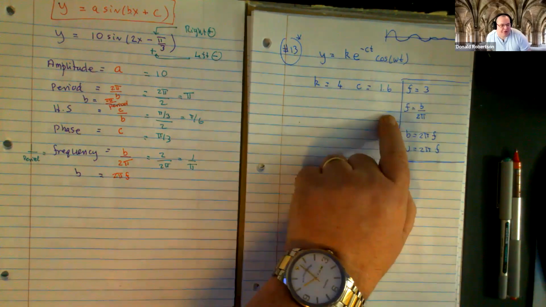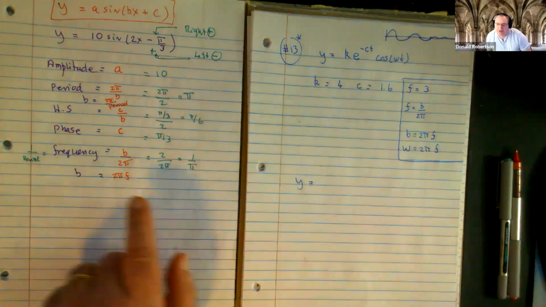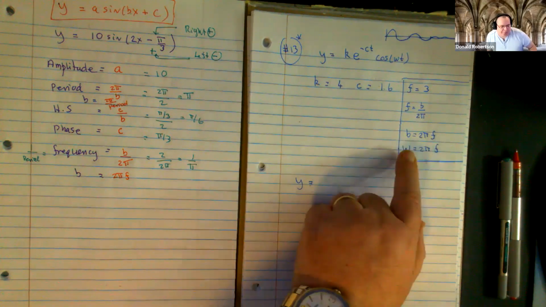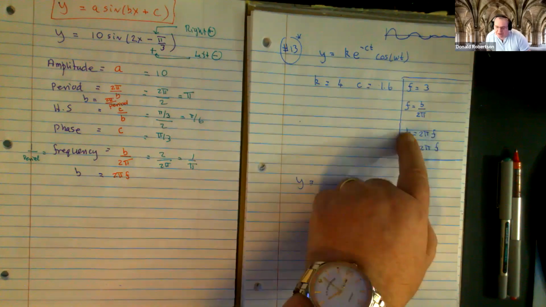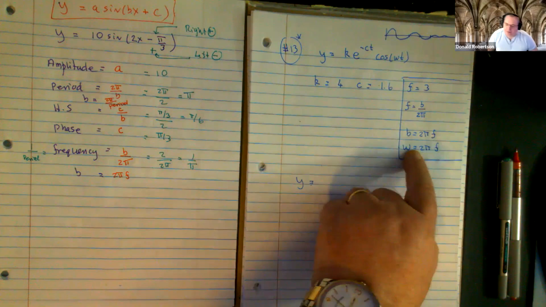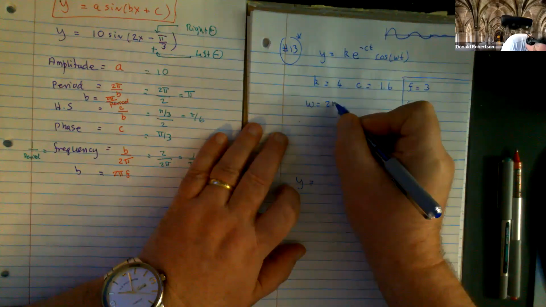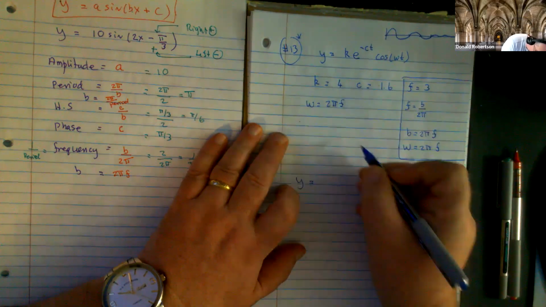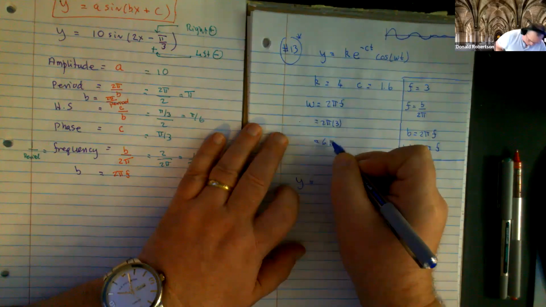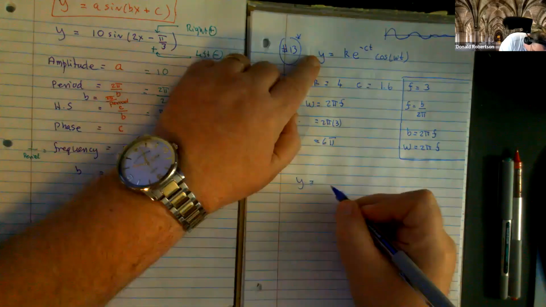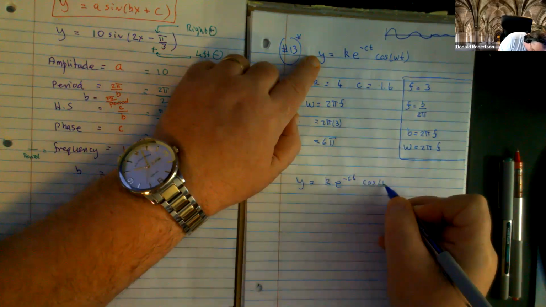And we know that frequency is B over 2 pi. If you rearrange that, then B is 2 pi f. So now I know B, and what I call B, they call omega. So that's where that comes from. So omega is 2 pi times the frequency, 2 pi 3, and that is 6 pi. So y is K e to the negative ct, the cosine of omega t.